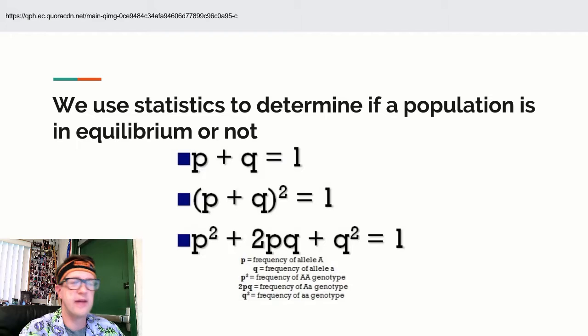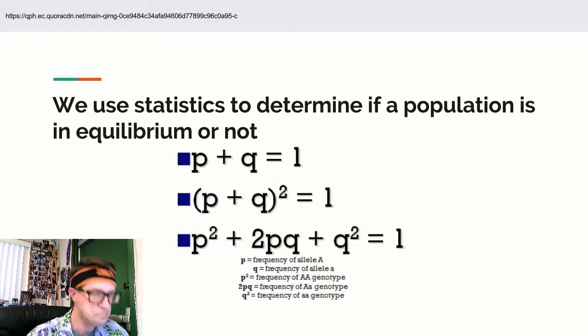What I can do is take that and put them into some equations. These are referred to as the Hardy-Weinberg equations, and they apply, especially that last one, if we're in an equilibrium situation. The first one, P plus Q equals 1, that's interpreted as the gene pool, and that would be the dominant allele frequency, P, and the recessive allele frequency, Q, equals 100%.